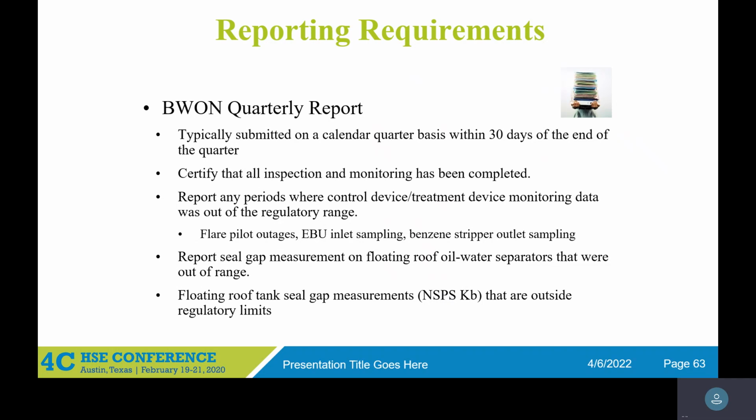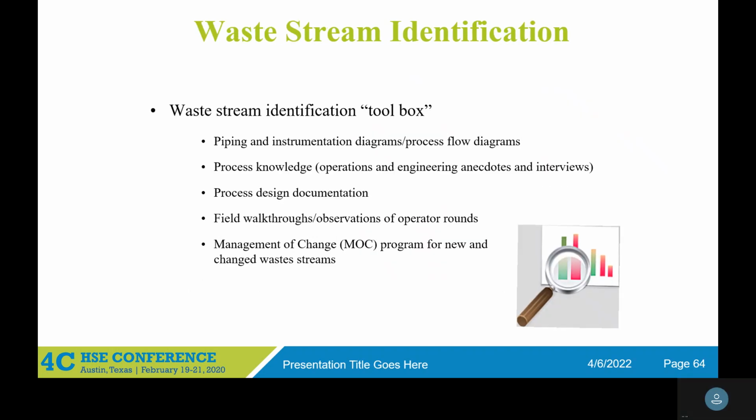Report seal gap measurements on floating roofs that were out of range. Just all the same things that you do for KB, basically. Something fails, just report it during the quarterly report. You did the inspections, and these are the things that failed, right? You look worried. Don't be worried. So those are basically all the reports that you have. Quarterly and your annual report.